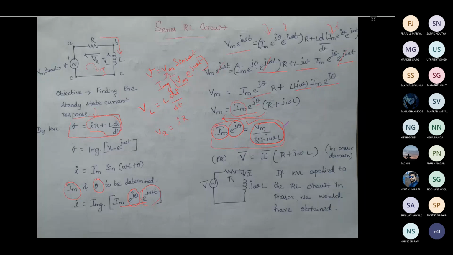From where we will be getting the angle? We are having R plus j omega L. This is having a magnitude, and also this is having an angle, because this is in rectangular form. If you convert that to polar form, you will easily understand that there is a magnitude and angle for it. Now if you represent this in phasor form, here I have represented only the voltage and current in phasor. This is again in rectangular form. You can convert this, that we will see later.